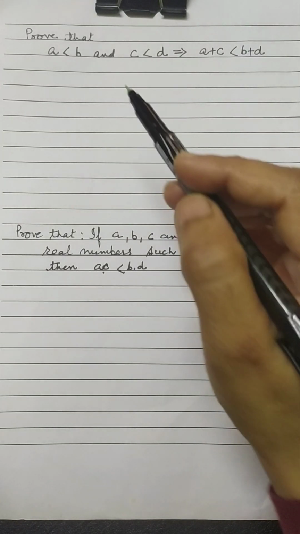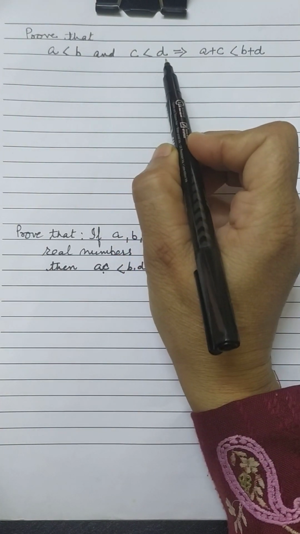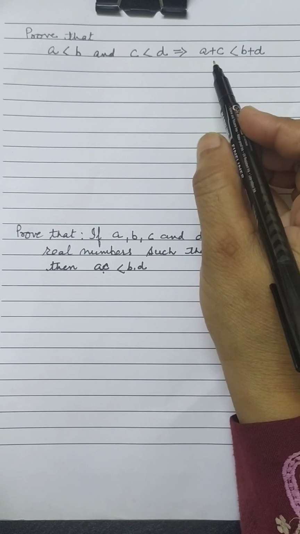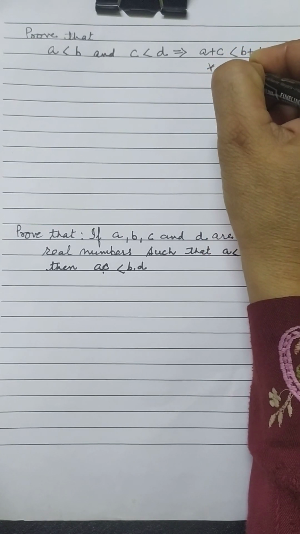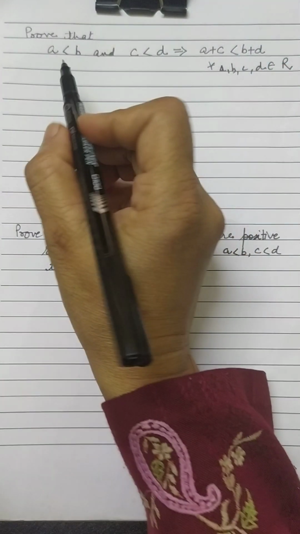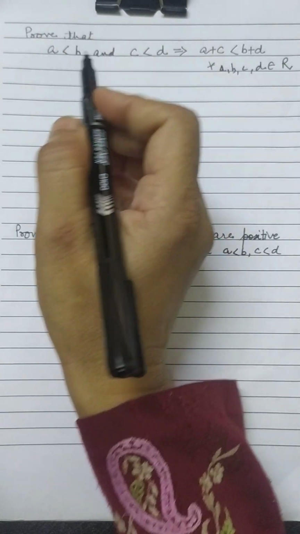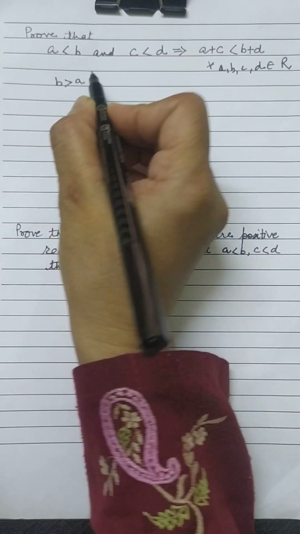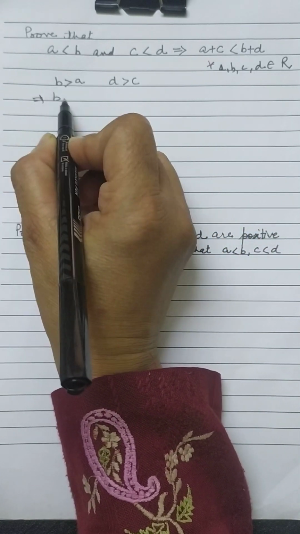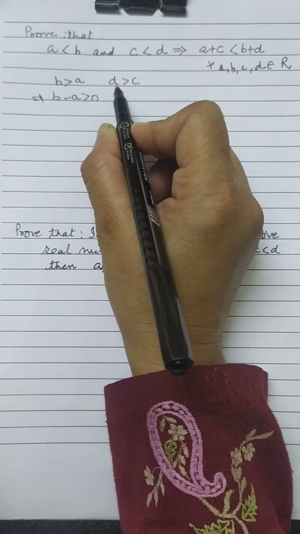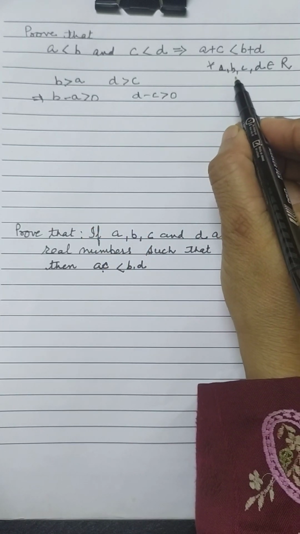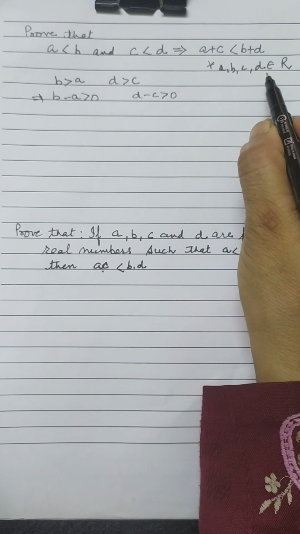So students, let us prove that a < b and c < d implies a + c < b + d for all a, b, c and d belonging to the set of real numbers. Now a < b and c < d. I can write it as b > a and d > c. I can write this as b − a > 0 and this implies d − c > 0. Definitely for all a, b, c and d belonging to the set of real numbers.